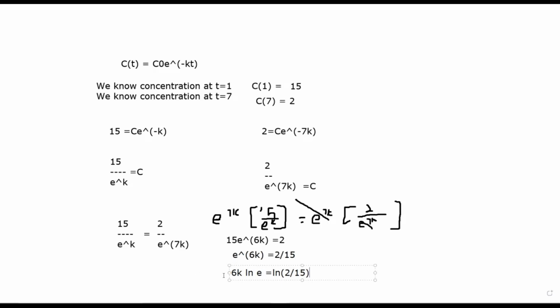And if you then divide by 6, so k is going to equal the natural log of the fraction 2/15 divided by 6. Okay, and that's going to give you your value for k. Now that's the hardest part of the problem, is getting that.